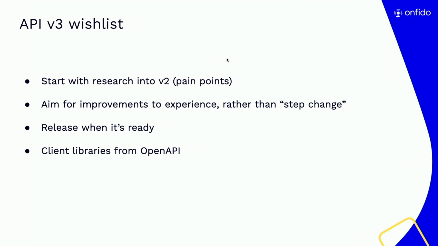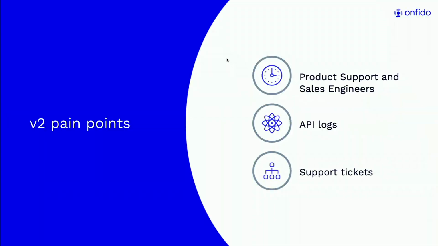So we looked at the pain points for that version. We wanted to make improvements to the user experience rather than make this about a step change, meaning a big change. And we wanted to be able to release this when it was ready. Obviously, we also wanted to have peripheral aspects, such as the client libraries from OpenAPI and our Postman collection, available. So we wanted to look at this as a holistic developer experience project.